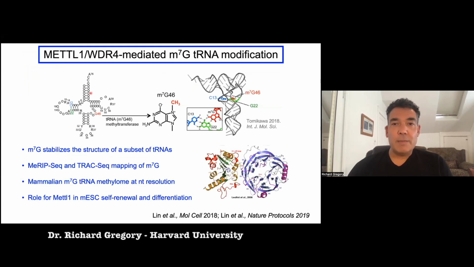So let's get back to M7G. It occurs at G46, as I mentioned, in the variable loop region. This modification is important to help stabilize the L-shaped tertiary structure of the tRNA. The methylated guanosine forms a base triple with nucleotides in the D loop, shown here.